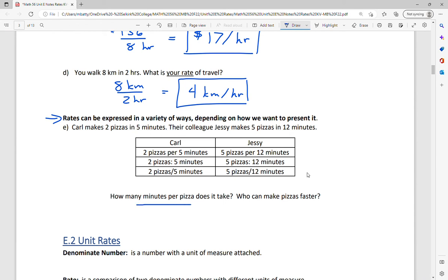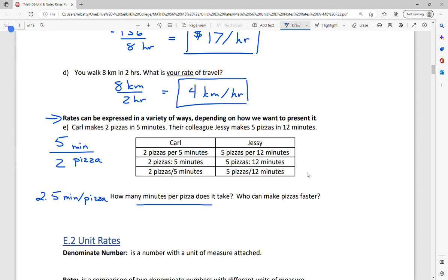How many minutes per pizza does it take? So what we can do with this rate is flip it the other way around, right? If we want to know how many minutes per pizza, we can flip the rate around. So that's 5 minutes for 2 pizzas. So that means that Carl is taking 2.5 minutes per pizza, right?